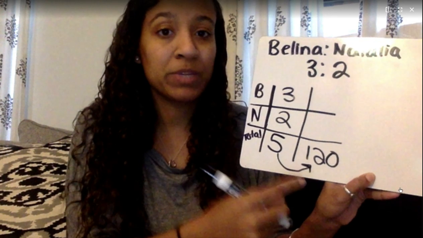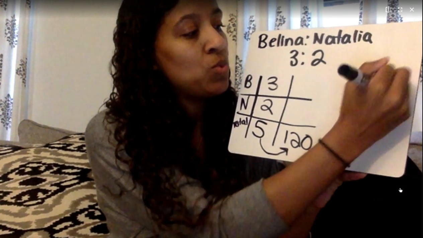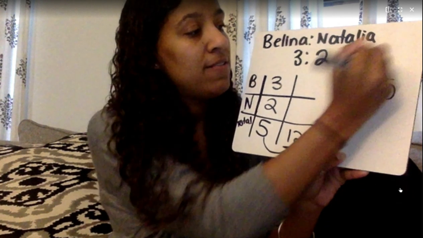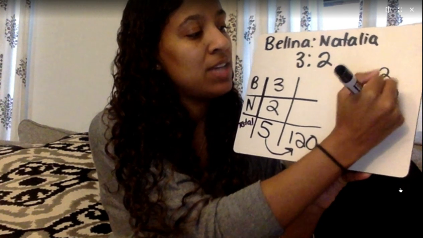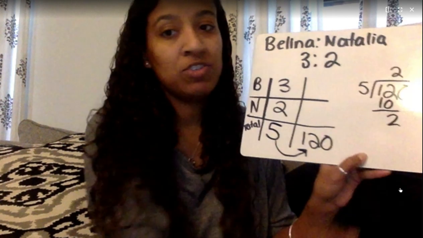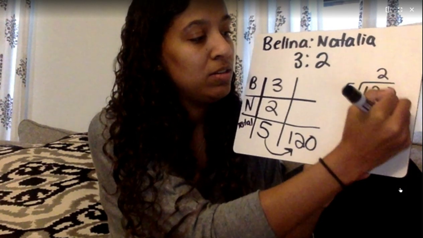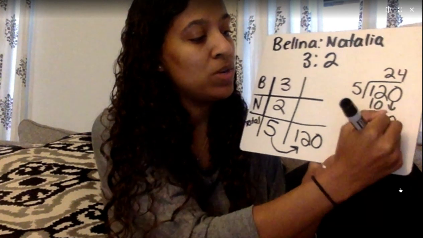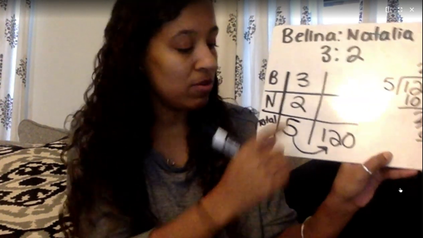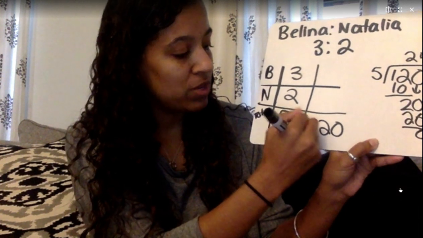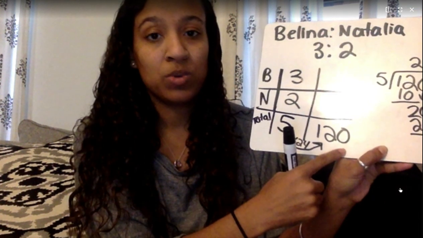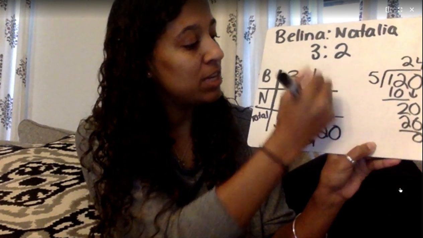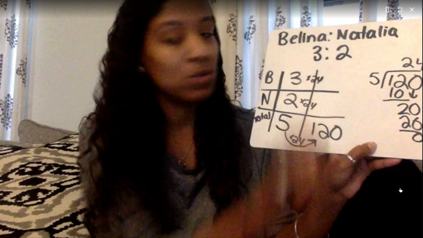Well, the opposite of multiplication is division. So I could do 120 divide by 5. 5 times 2 is 10. And I have 2 left over. 5 times 4 is 20. So 5 times 24 got me to 120. So I should do the same thing with every other part of the table. Multiply by 24.